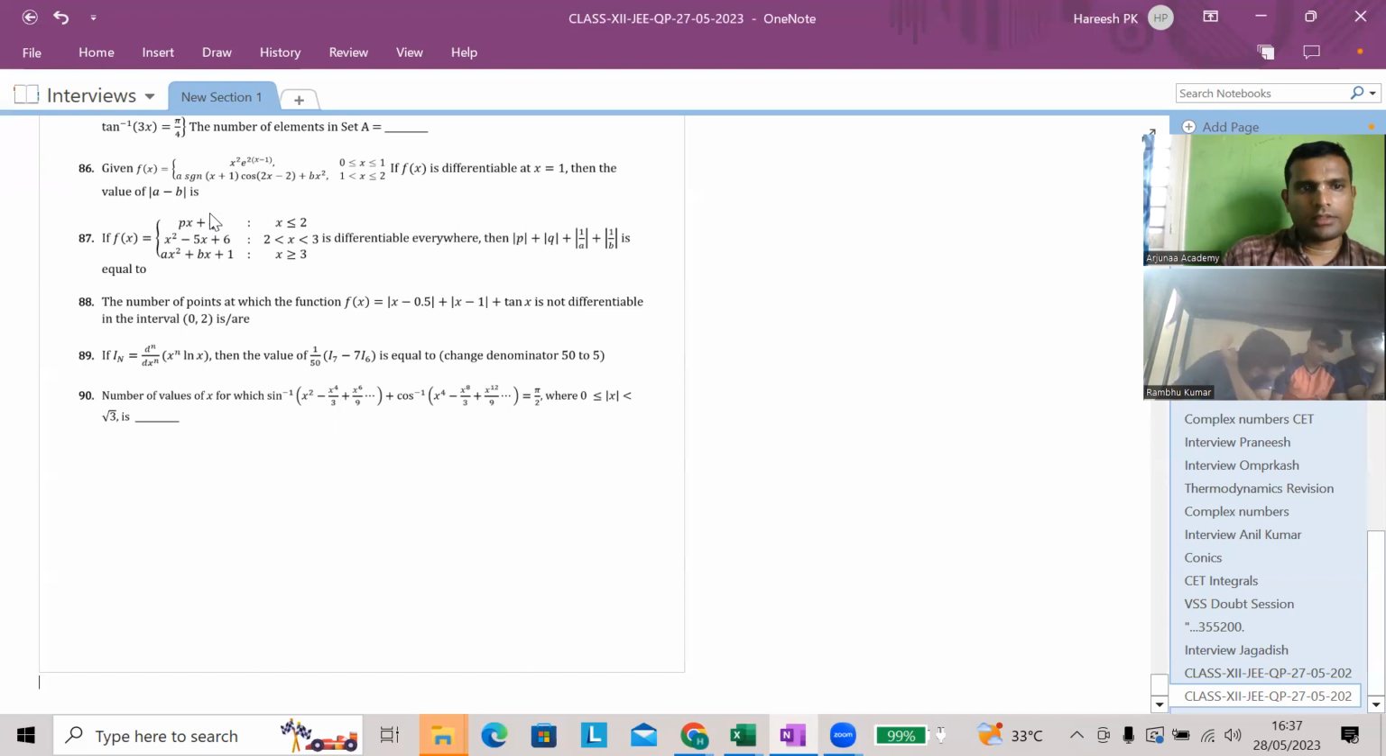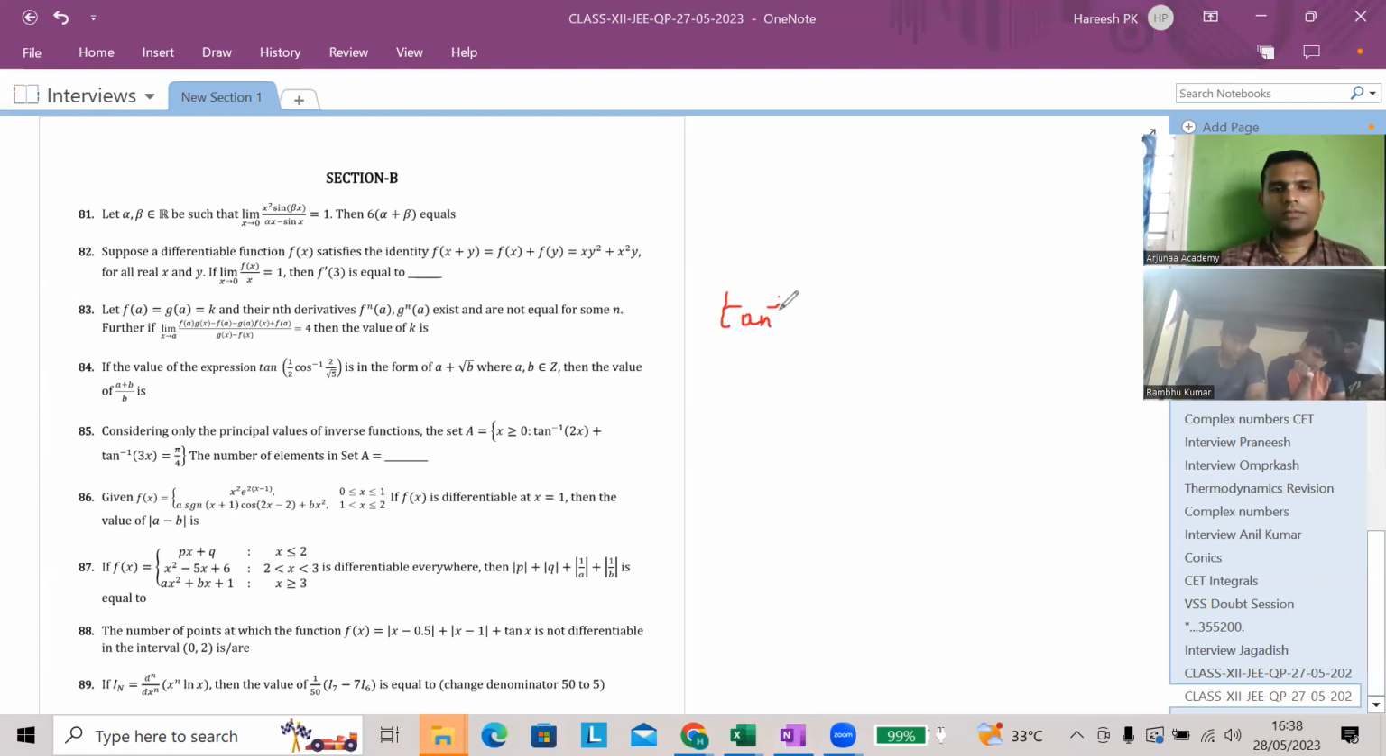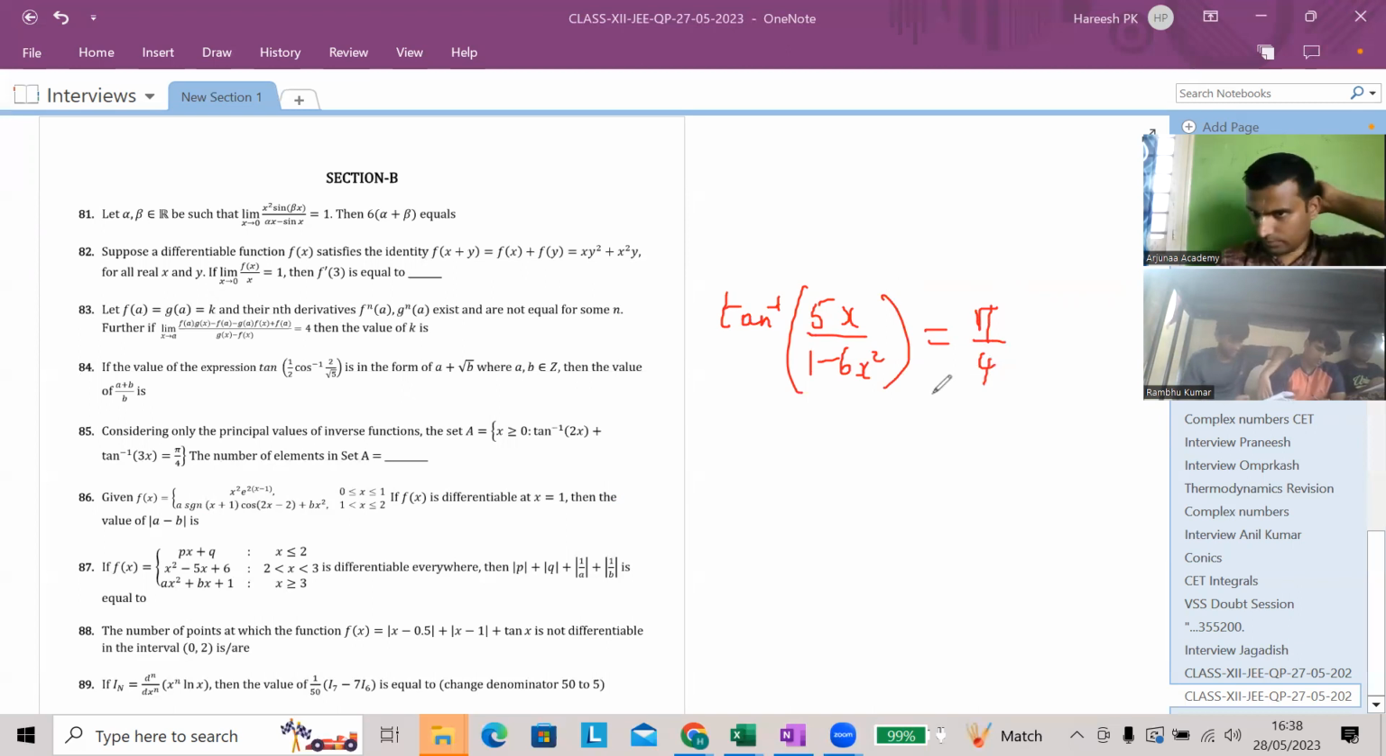Let us do 1 or 2 selected questions more in math paper. Let us do 87th and 85th. Okay, first 85th. Use the formula, children. Tan inverse 2x plus tan inverse, so you'll get 5x by 1 minus 6x square. Isn't it? Yes or no? Yes, sir.